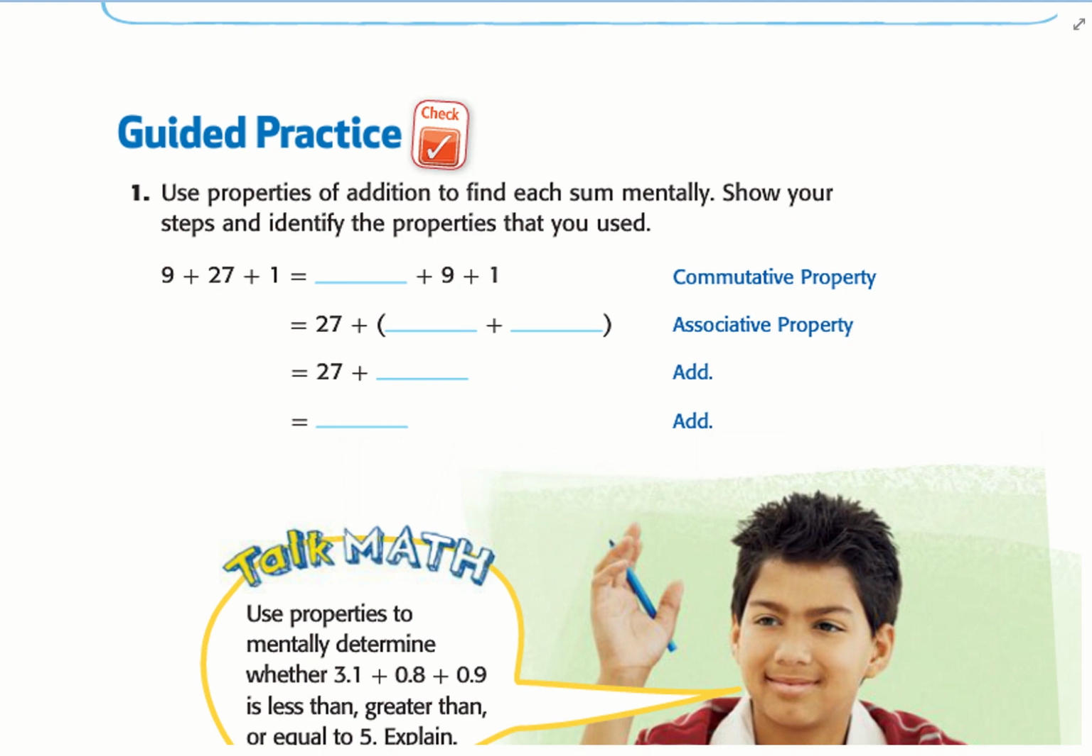So commutative property, we can have them in a different order. Associative property is when we group up the problems. So since 9 and 1 are in parentheses, we're going to do those first. 9 plus 1 equals 10. And now we're just going to add.